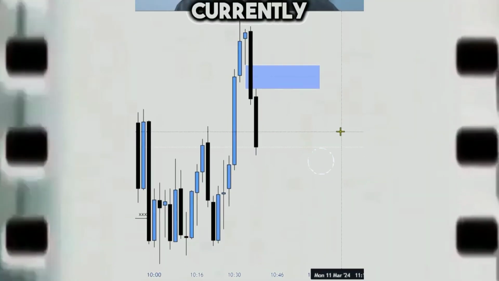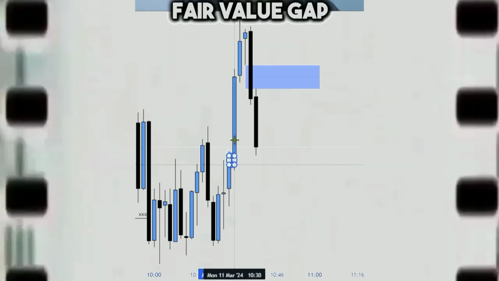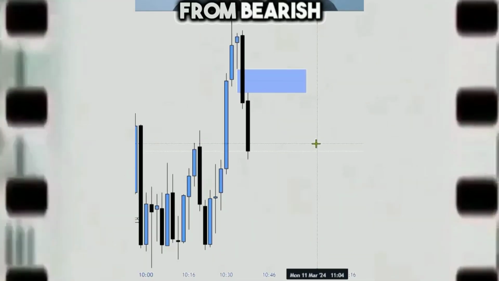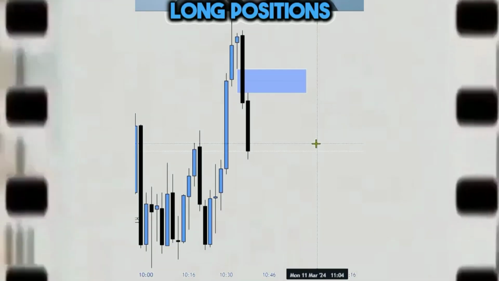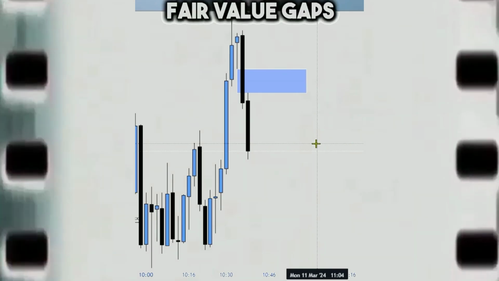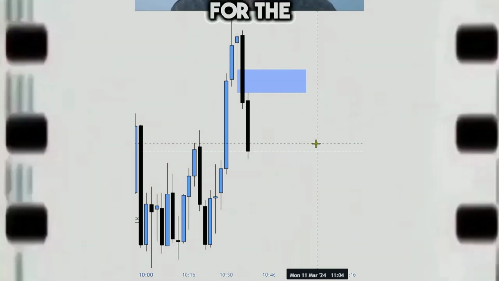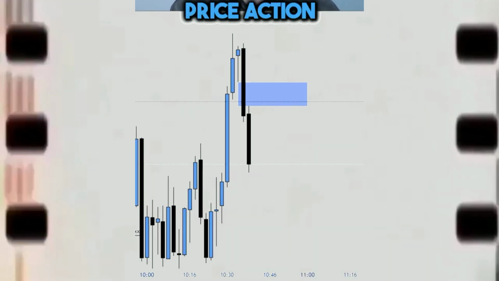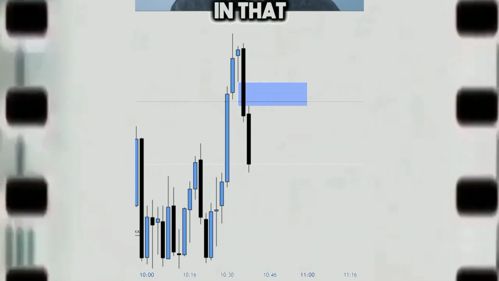As we can see, we are currently respecting this big bullish fair value gap right here. As well as that, we have created a bearish fair value gap here. Now, I do not short from bearish fair value gaps. I only look for long positions from bearish fair value gaps. And the way I do that is I wait for the fair value gap to be inversed and disrespected, which tells me then price action wants to take some sort of liquidity in that direction.